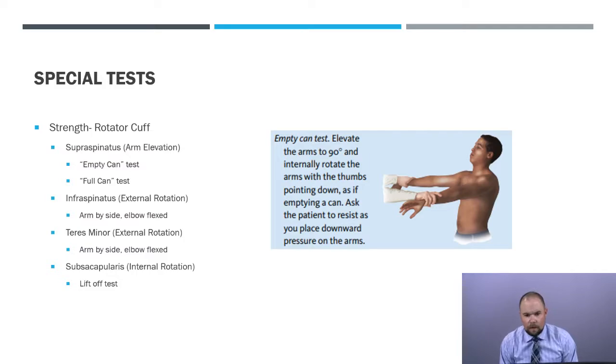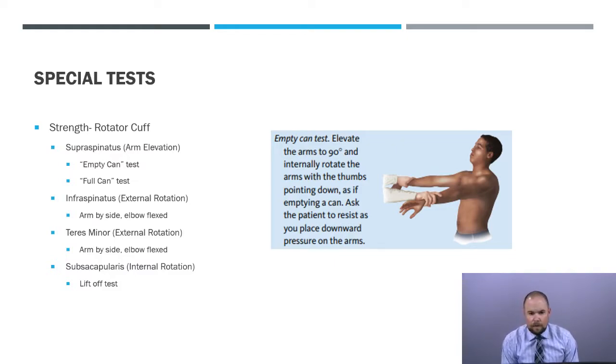You can evaluate that with the empty can test. I'm sure many of you have utilized this test in the office. Basically, elevate the arms to about 90 degrees and then internally rotate the arms with the thumbs pointing down, and then ask the patient to resist your downward pressure. Now this is isolating of that supraspinatus tendon, so it's very helpful in evaluating for concern of rotator cuff tear. Supraspinatus is typically one of your more common tendons that's going to be injured in rotator cuff pathology, and so it's a vital tendon and muscle to evaluate in this exam.